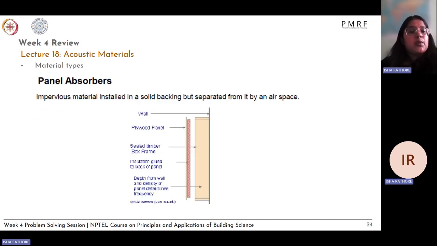Then you have panel absorbers, which are basically impervious materials, which are installed on a solid backing, but they're separated from it by an airspace. So, for example, you have a board, then you have the wall basically, and then you have the box frame. Then your insulation is glued to the back of the panel, and then this is basically your panel absorber. Okay, so it absorbs the sound directly, and there's a wall cavity which is being maintained from the wall or this wall structure basically.